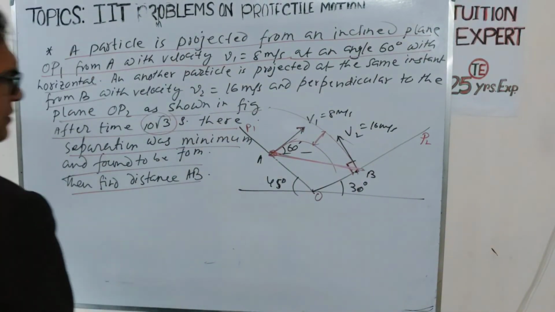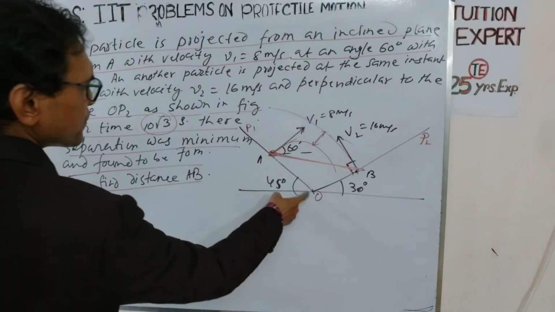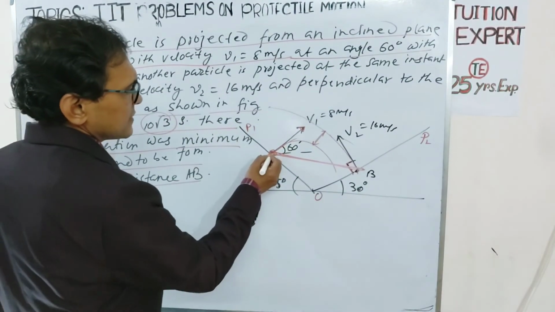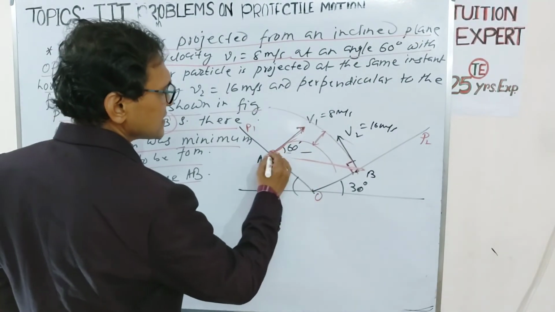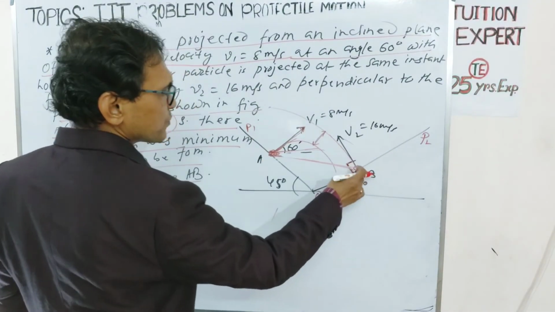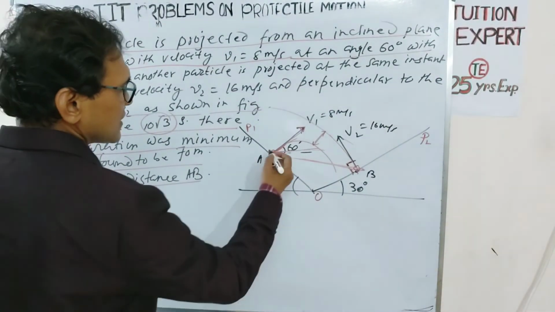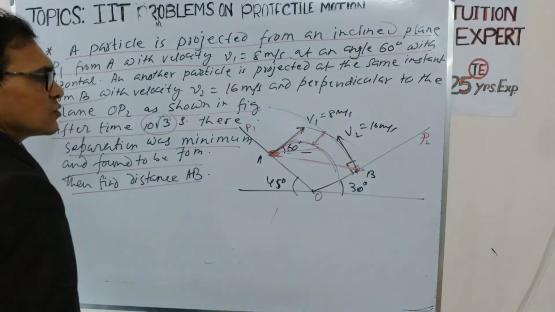You understand the problem? First you understand the problem. This is plane OP1. This is plane OP2. Now the body is projected at an angle 60 degree to the horizontal. This is 60 degree. And another particle is projected at an angle 90 degree on the plane OP2. Suppose this particle moves along this path and this particle moves along this path, so they don't collide.